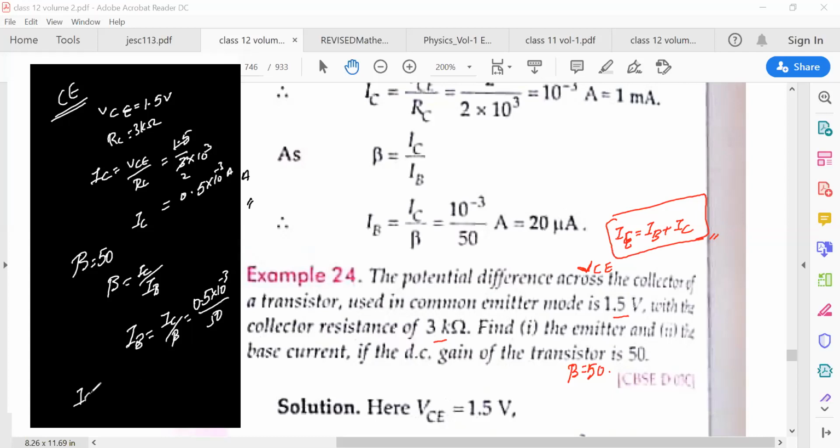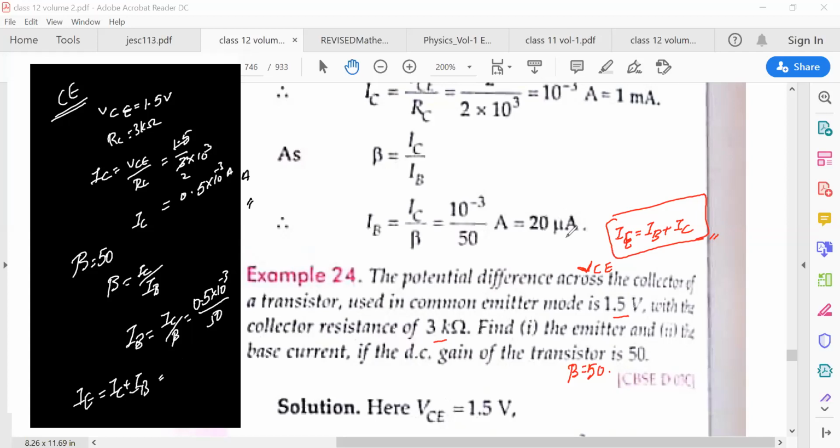After that, we know the relation IE is equal to IC plus IB. So this is how you solve the problem. Just try to find IC. 0.5 into 10 power minus 3. Check it. IC, VCE is known: VCE is 1.5, RC is 3 kilo ohms. From Ohm's law, V is equal to IR. So 0.5 into 10 power minus 3. IB is 0.5 into 10 power minus 3 by 50.